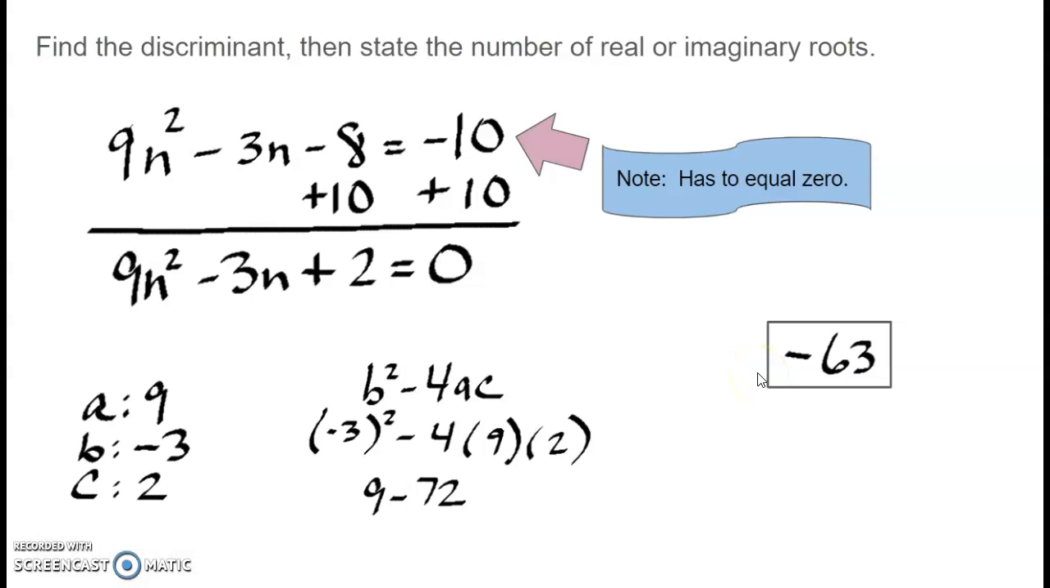So this is telling me that I will have two imaginary roots because I can take the square root of a negative number, but it's going to have little i's in its answer. So that means if I were to graph this parabola, it would not be touching the x-axis. Here's one for you to try.